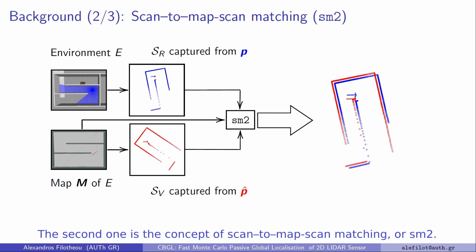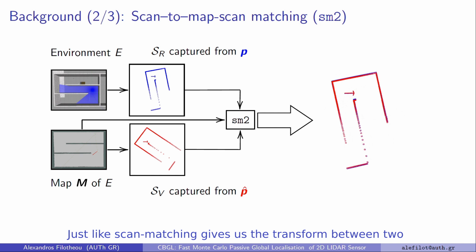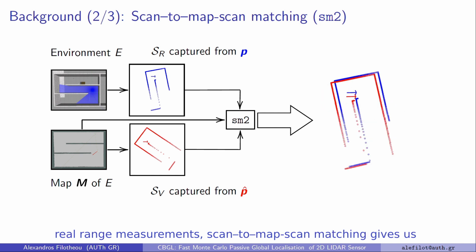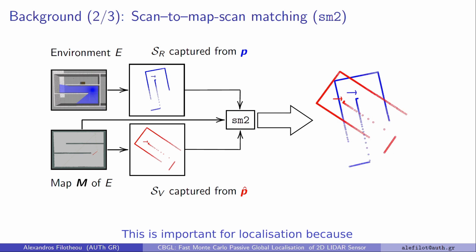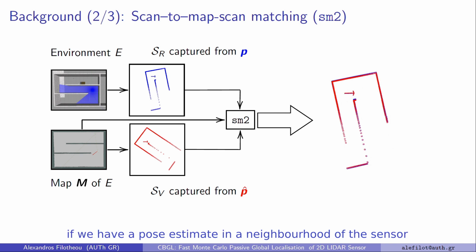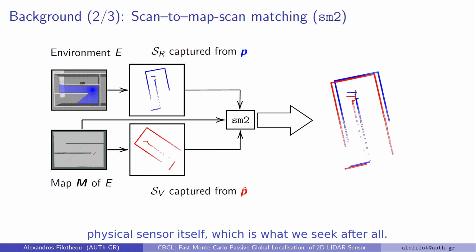The second one is the concept of scan to map scan matching, or SM2. Just like scan matching gives us the transform between 2 real range measurements, scan to map scan matching gives us the transform between a map scan and a real scan. This is important for localization because if we have a pose estimate in a neighborhood of the sensor, this transform essentially provides the pose of the physical sensor itself, which is what we seek after all.